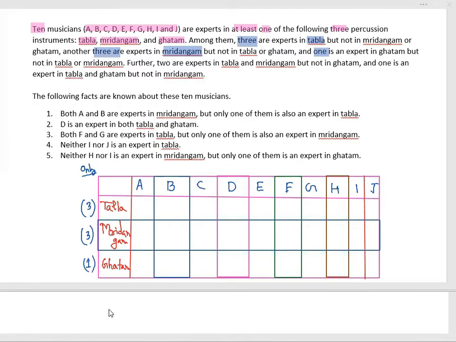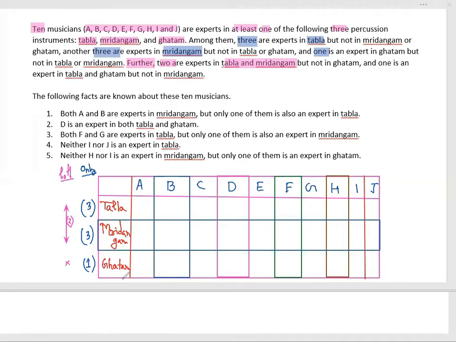After that, the next information it has mentioned: further, 2 are experts in tabla and mridangam, but not in ghatam. So if you take tabla and mridangam together, it would be 2, both of it. But it is not ghatam that time.